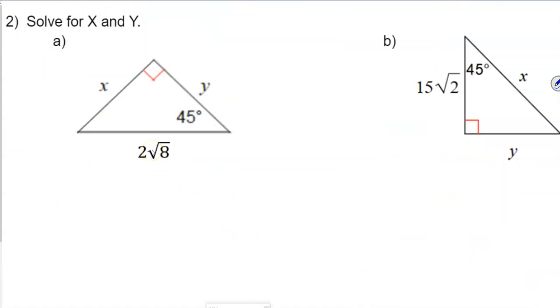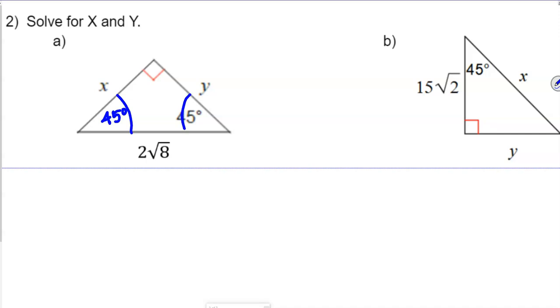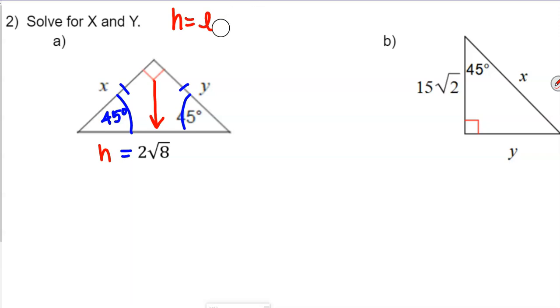All right, so this time is a solve for x and y. So the first thing I notice is that this is a 45, 45, 90 triangle, right? So that means these two legs are congruent, and this is my what? Opposite the right angle is my hypotenuse, right? Okay, so this is a 45, 45, 90. So I have one formula. H equals the leg times the square root of 2, right? So this is going to be my L, and this is going to be my L. They're going to be the same, right?